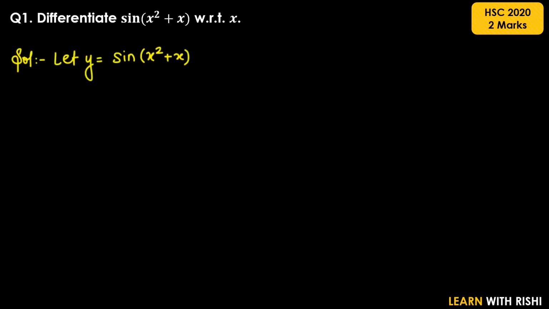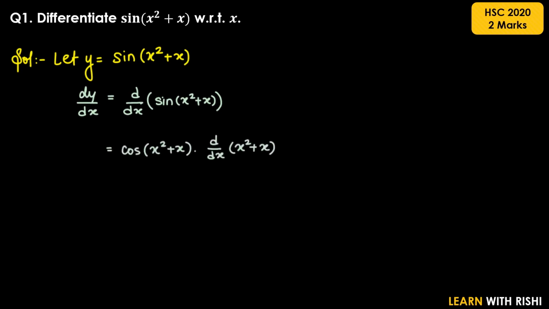So let y is equal to sine of x square plus x. If we differentiate with respect to x, dy by dx will be equal to derivative of sine of x square plus x. So derivative of sine x is cos x, so we'll write cos of x square plus x. And now we are going to differentiate the function which is present inside, that is x square plus x.